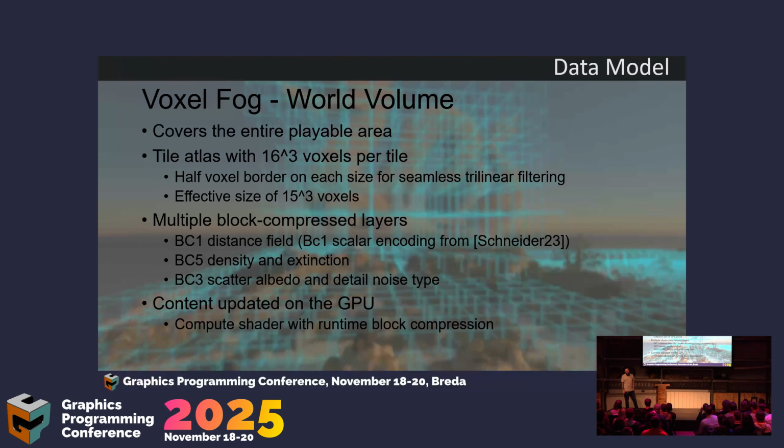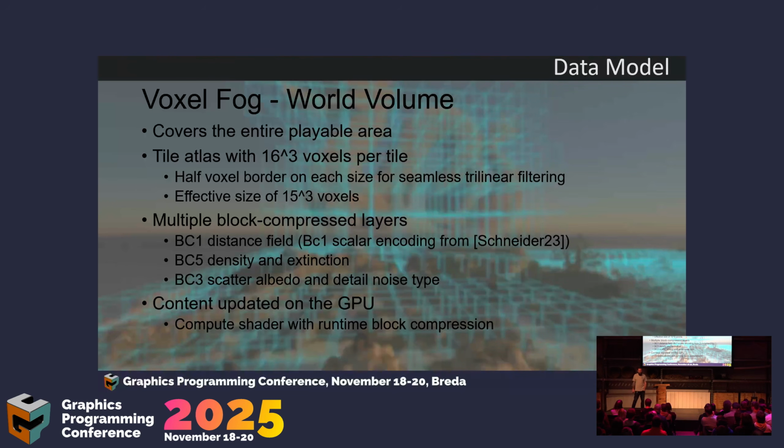It covers the entire playable area with a resolution of 640 by 192 by 640, which results in around 7-8 million virtual voxels. The actual voxel data is stored in a tile atlas, where each tile has a resolution of 16 cubed voxels. Each tile contains half a voxel border on each side, which is required for seamless trilinear interpolation. We store multiple block compressed layers for each tile with BC1 signed distance, BC5 density and extinction, and BC3 scatter albedo and detail noise type. I come to this later.